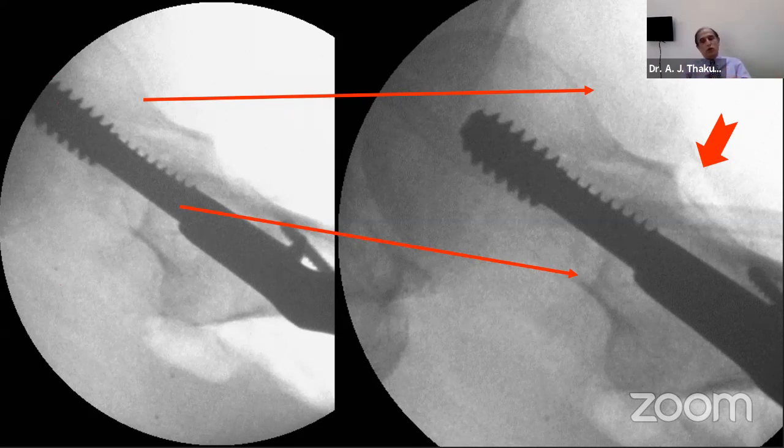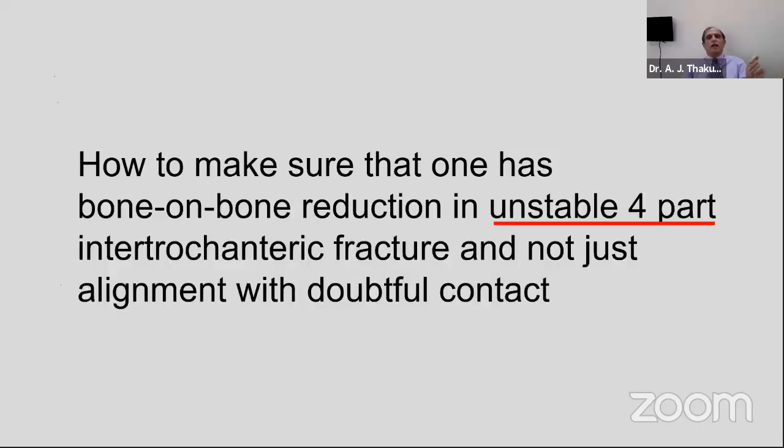There was no bone-to-bone contact on the anterior cortex. So the reduction was unstable. Naturally, the fragments moved towards stability and it failed. The implants cut out. So this is the view: alignment and reduction are different things. How to make sure that one has bone-to-bone contact in unstable fractures and not just alignment with doubtful contact?